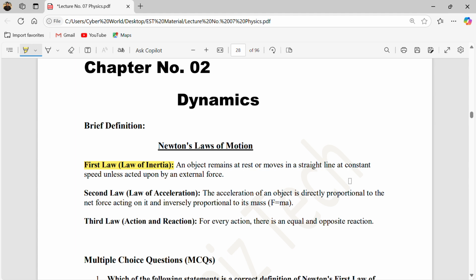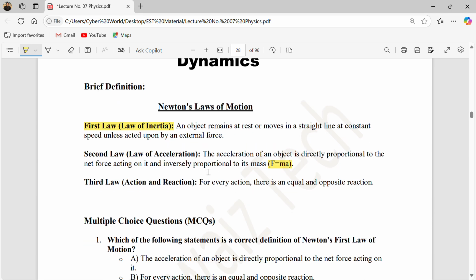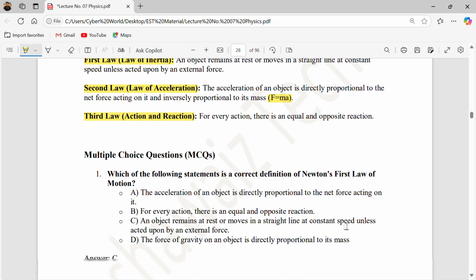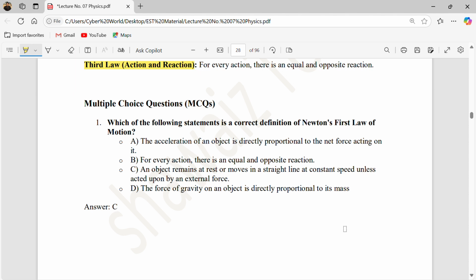In the second law of motion, basically it tells us about the law of acceleration. The acceleration of an object is directly proportional to the net force and inversely proportional to its mass. F equals ma. This is Newton's second law. And Newton's third law of motion tells us about action and reaction. For every action there is an equal but opposite reaction. Okay, now move on towards our MCQ types.